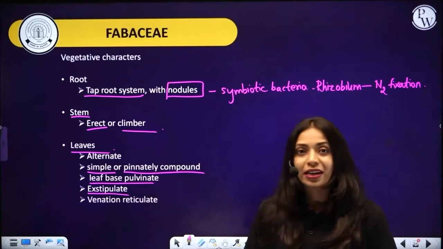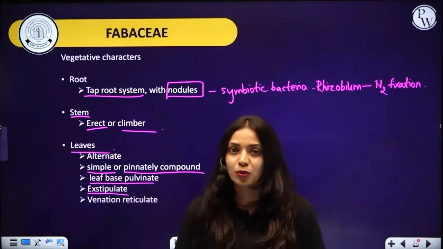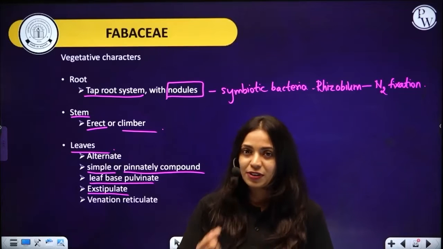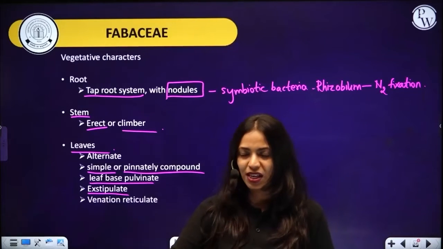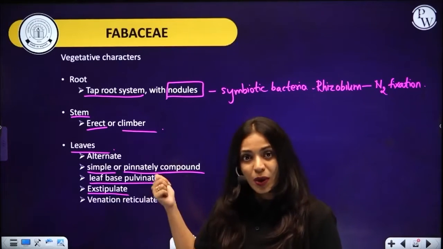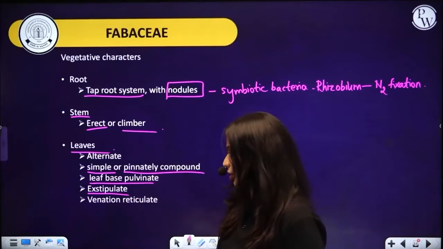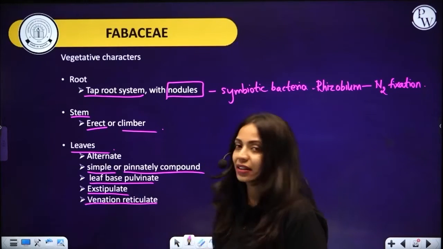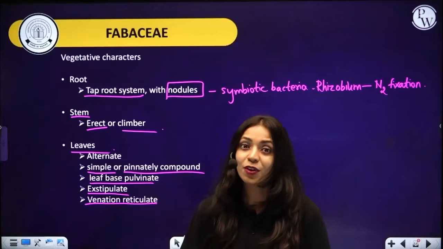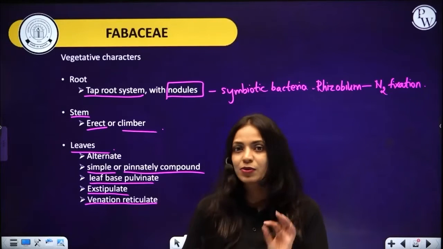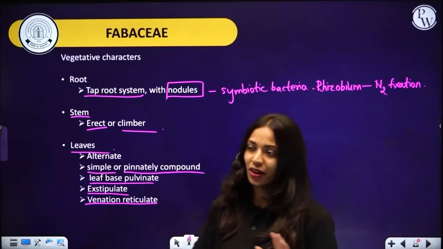Exstipulate. Exstipulate means the leaves lack stipules. Stipules are paired small leafy structures that are present near the leaf base. They are absent here, which is why we refer to it as exstipulate. Venation is reticulate. It's very clear, very obvious, because this is the dicot family. The leaves will obviously show reticulate venation.